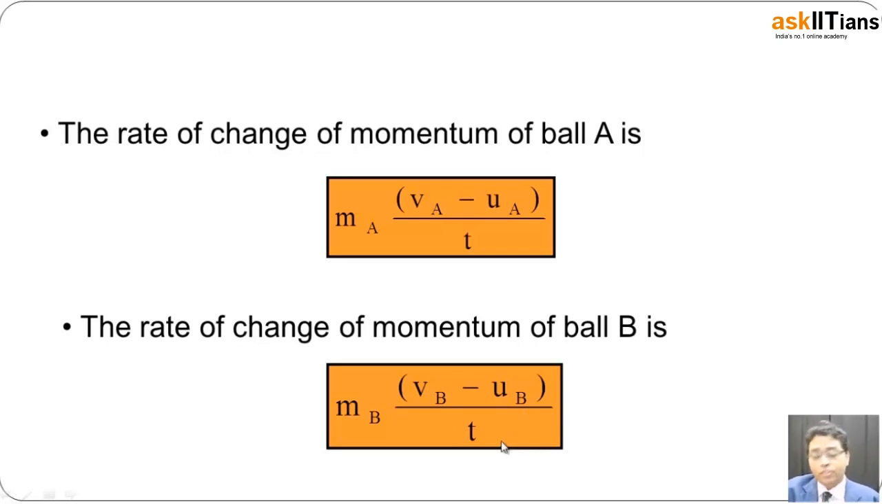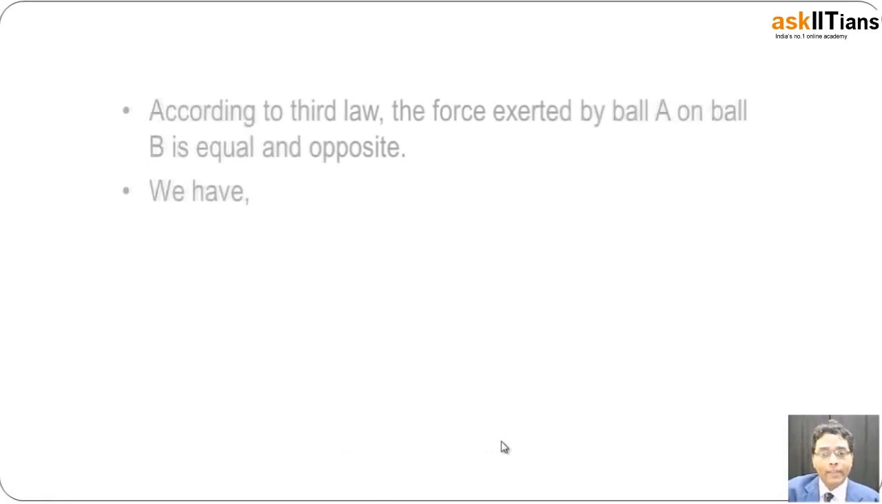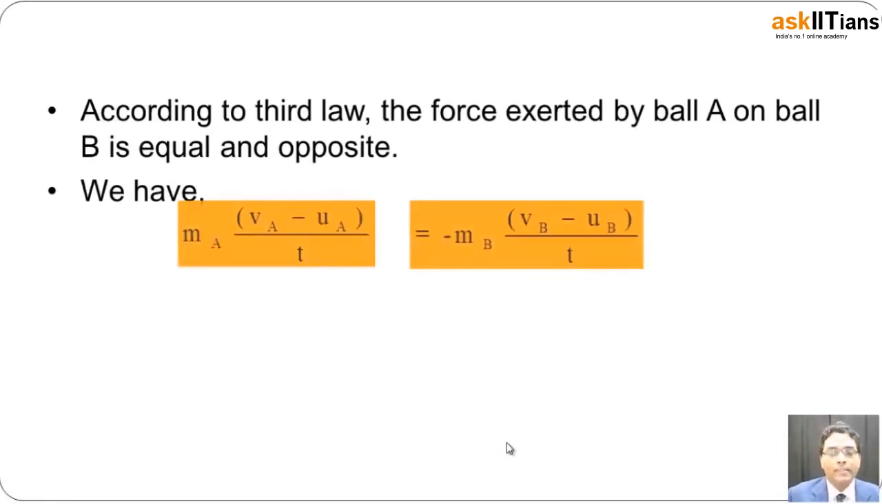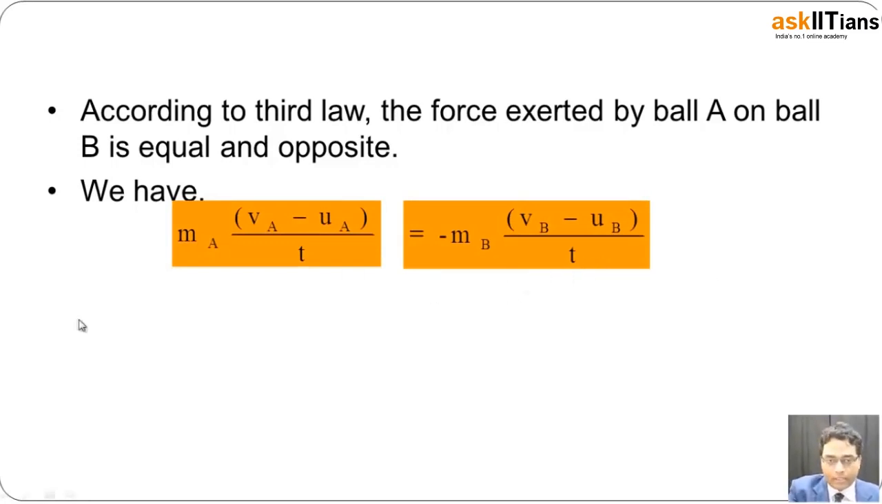Now, here there is no external force acting. So whatever the change in the momentum of ball A is, it is going to be equal to the change in the momentum of ball B, but in the opposite direction. So the change in momentum of ball A is equal to the negative of the change in momentum of ball B, since there is no external force acting on this system.